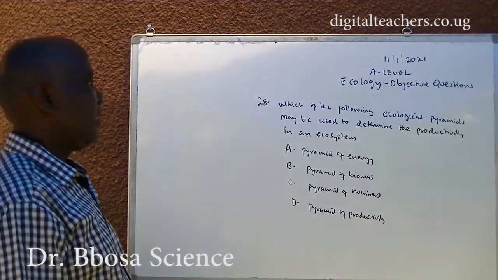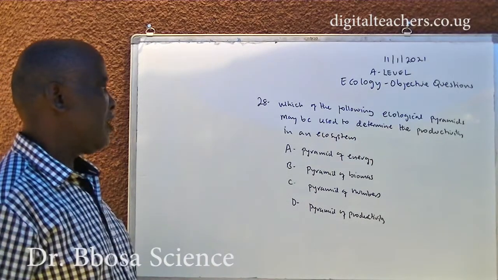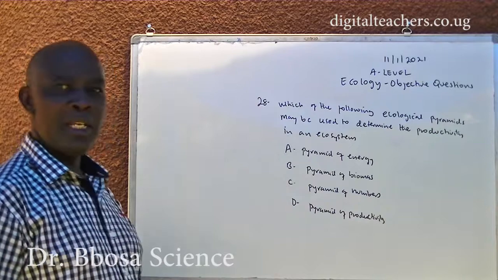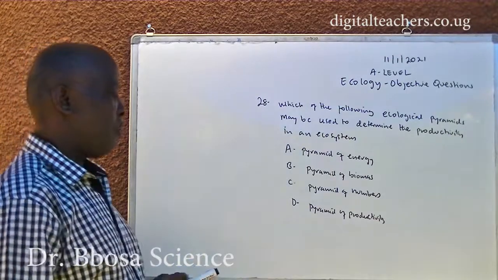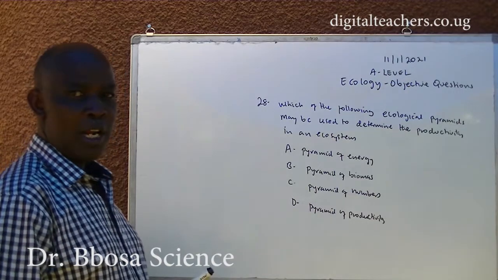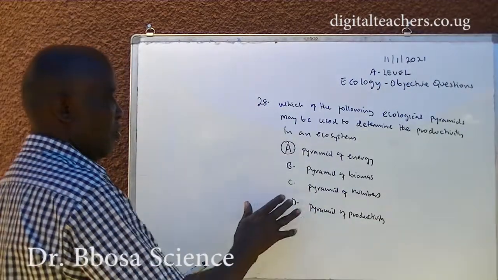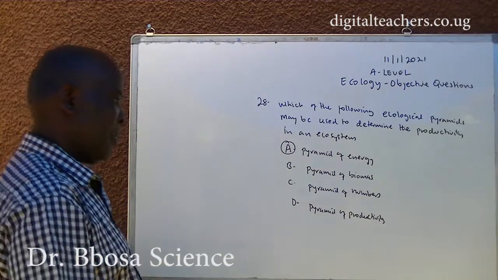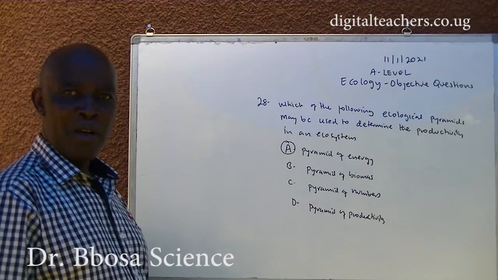Number 28. Which of the following ecological pyramids may be used to determine productivity in an ecosystem? A. Pyramid of energy. B. Pyramid of biomass. C. Pyramid of numbers. D. Pyramid of productivity. You can pause and answer. The answer is A. Pyramid of biomass or numbers may be inverted. Pyramid of productivity is not defined in biology.